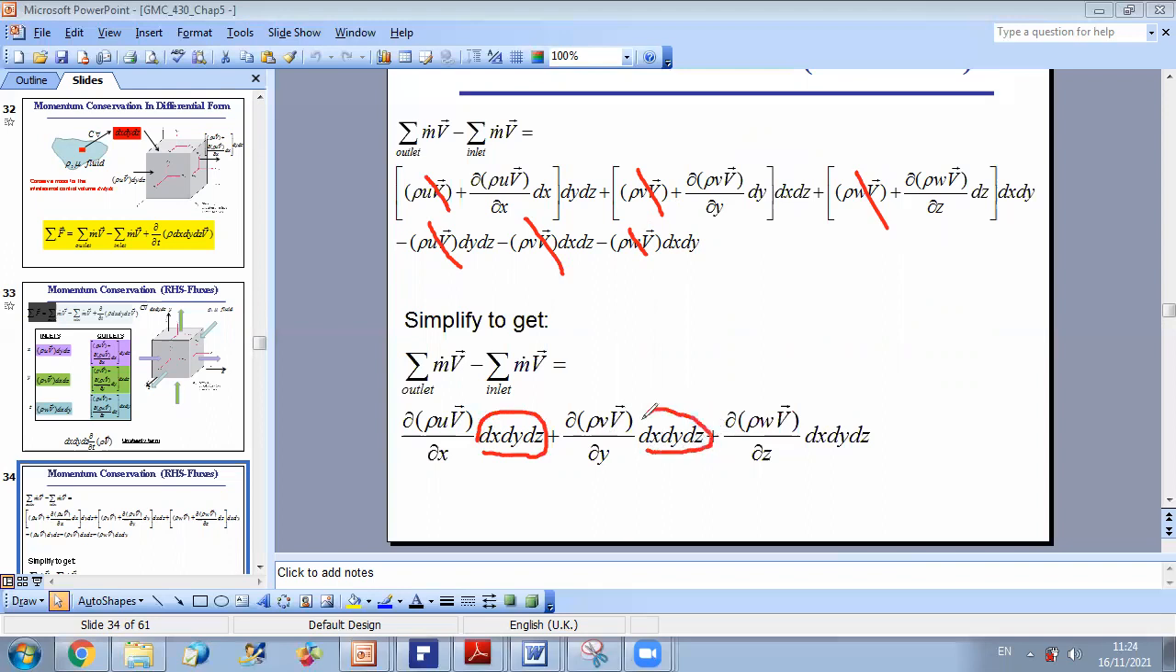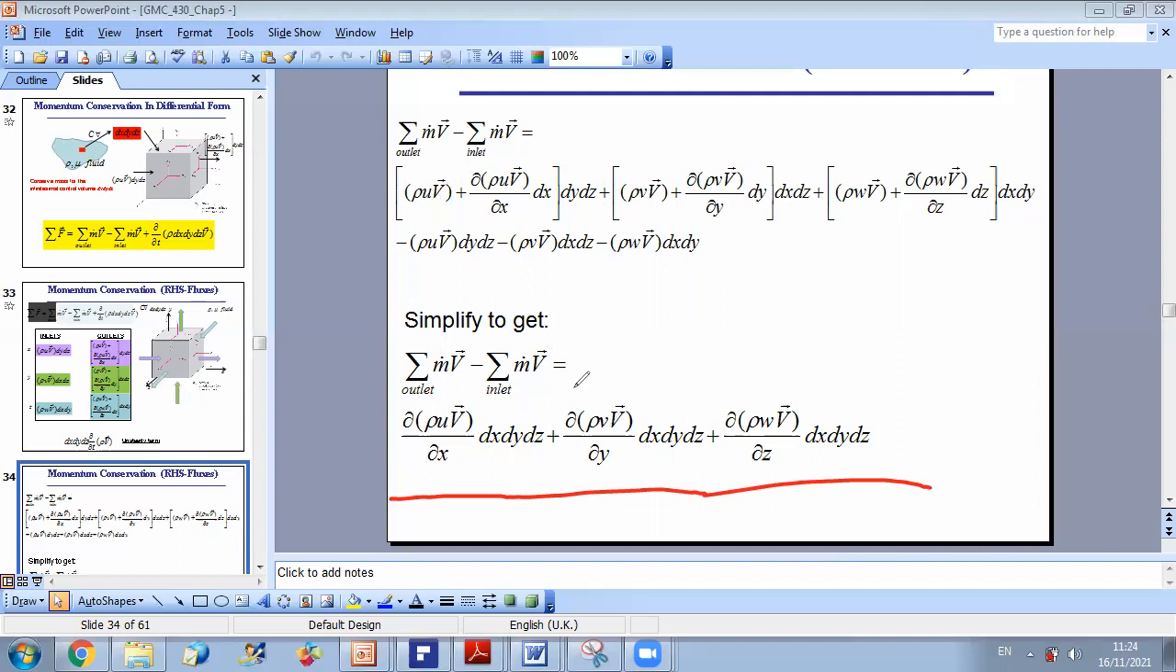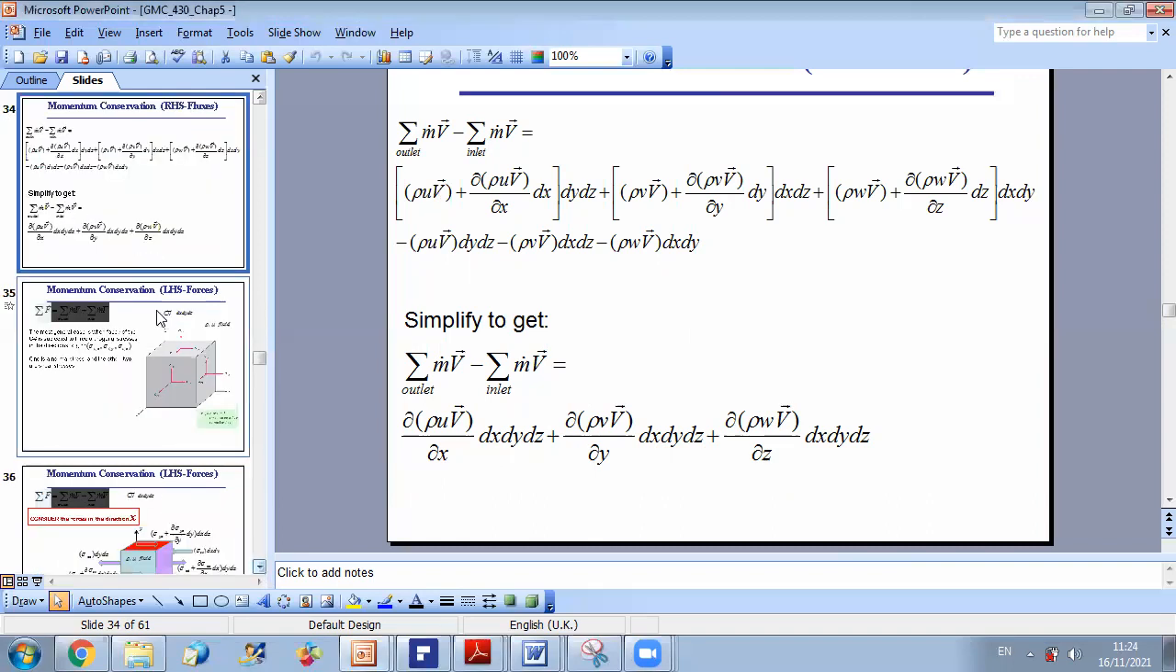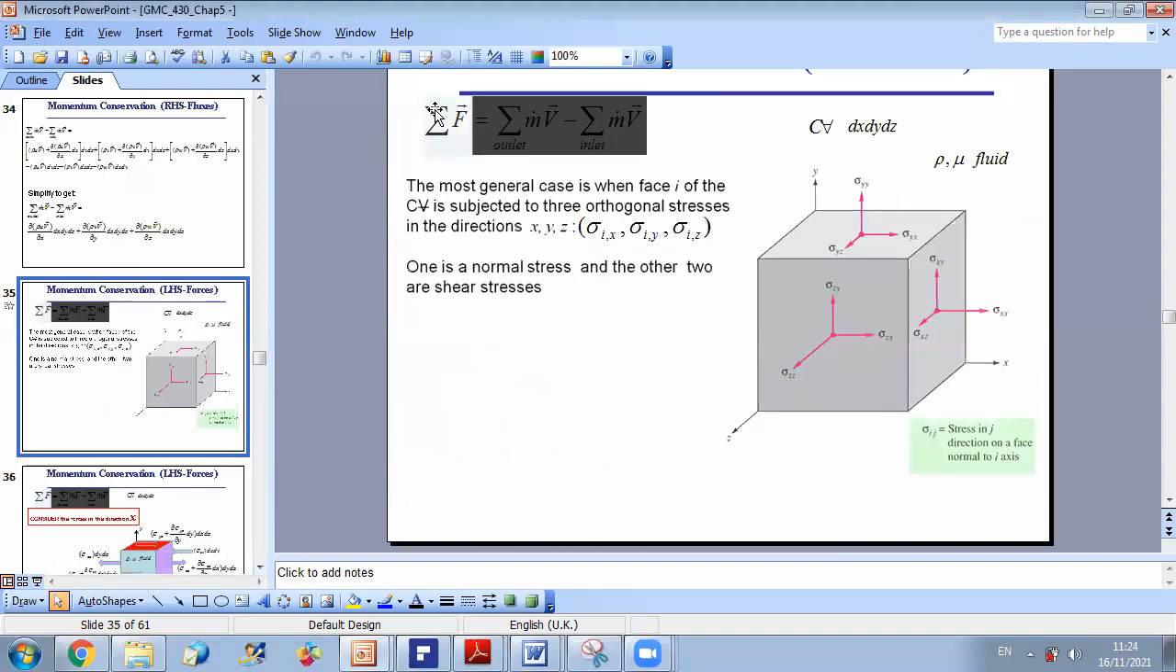So now, if you just compute the sum of m dot v out minus the sum of m dot v in, this is the term you get. You just have three terms: del rho uv by del x times dv, plus del rho vv by del y times dv, plus del rho wv by del z times dv. Now, let us compute the remaining terms. We still have to compute the sum of forces terms.